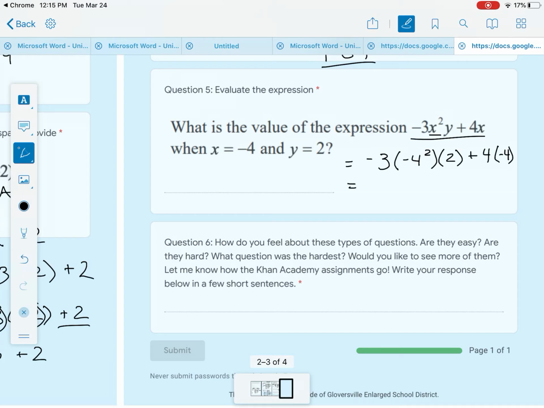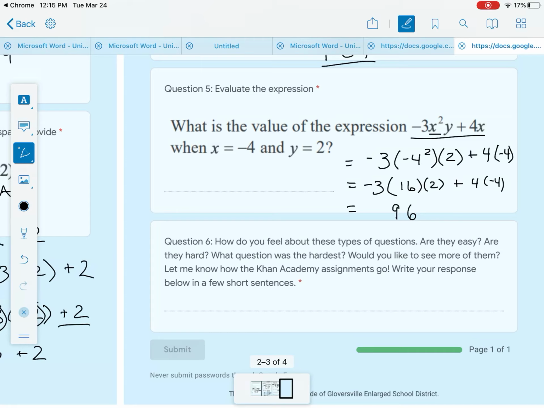So moving on, I'll do what's inside of my parentheses first. Negative 3 times negative 4 squared is 16 times 2 plus 4 times negative 4, ultimately giving me something I can put in my calculator. 16 times 2 happens to be 32. And 32 multiplied by negative 3 gives me negative 96.